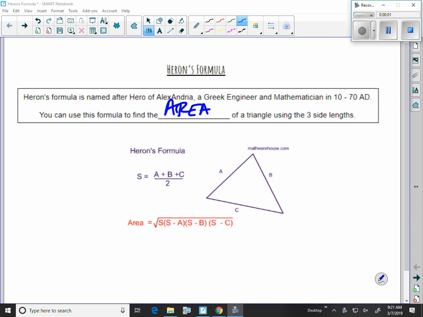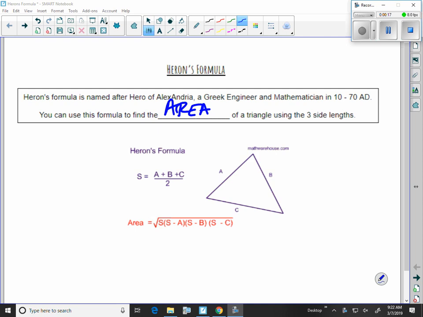And this is of a triangle that's oblique, okay, no right angle, but we do have the three side lengths. And so the formula uses those three sides. You have to have those three sides.